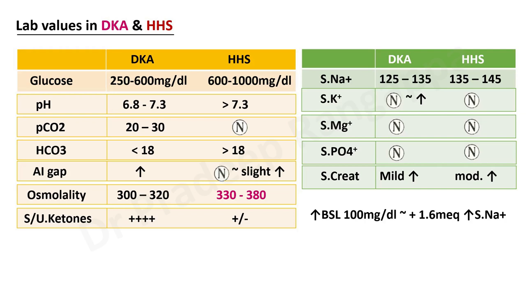So for all the trainees, I'm sure you're all well versed. It's expected that you know the correction of sodium for the rise in blood sugar level. For every 100 increase in the blood sugar level, the serum sodium would have reduced by 1.6 milliequivalents. So you have to add 1.6 milliequivalents to compensate for that. Otherwise, it is a pseudo-hyponatremia that you will see. So for every 100 increase, you should add 1.6 milliequivalents to the lab sodium that is shown to correct for that. That is something which every trainee is expected to know.